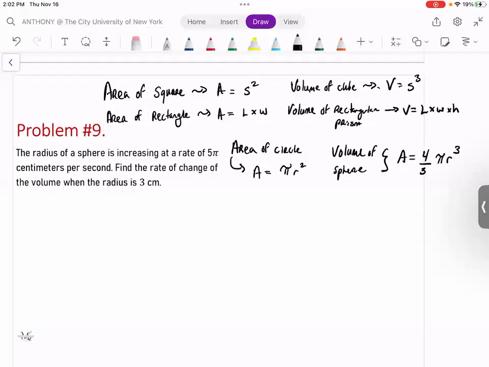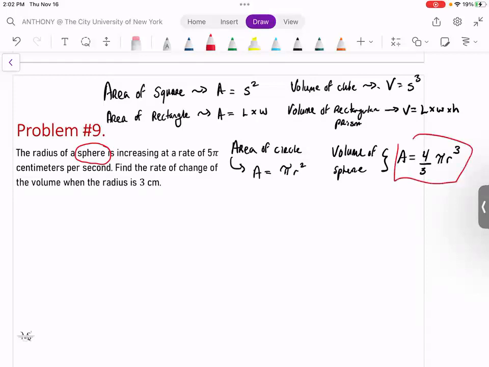All right. So problem number 9 states the radius of a sphere is increasing at a rate of 5 pi centimeters per second. Find the rate of change of the volume when the radius is 3 centimeters. So in this problem, because it states that we're dealing with a sphere, you know that you're going to have to use the volume formula for the sphere.